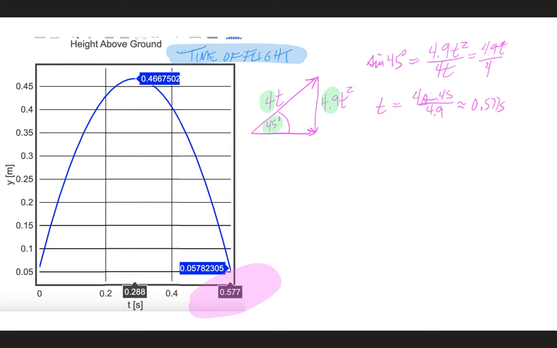So we have time of flight here for that. Now we could also talk about this right here. This is the time at peak height. Got to spell height right. All right, and if we look right here, 0.288 is going to be half of that 0.577.